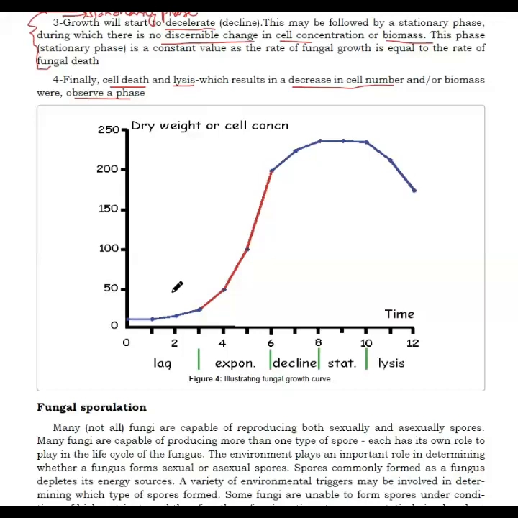So how the growth curve looks: first is the lag phase where there is very slow growth, then the exponential phase where fast growth occurs, 2 to 4, 4 to 8, 8 to 16. Then there should be the stationary phase, when there is no increase neither decrease. Okay, this is the stationary phase. And then the decline phase when it starts to decline, and then finally autolysis.